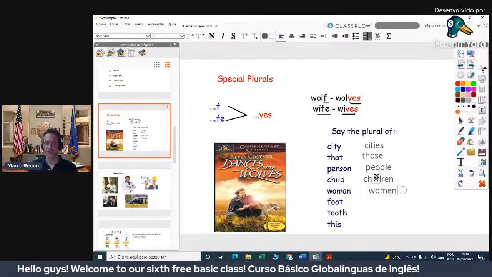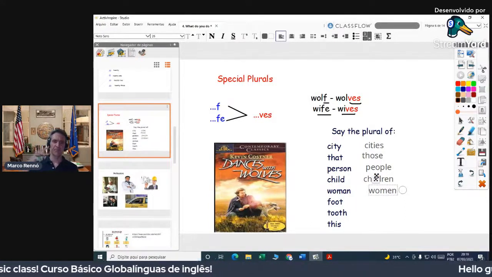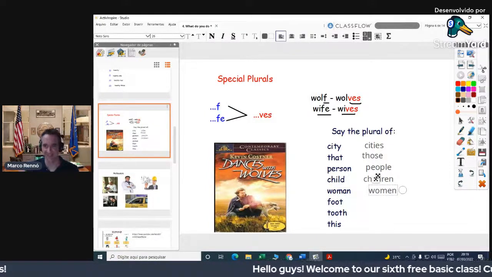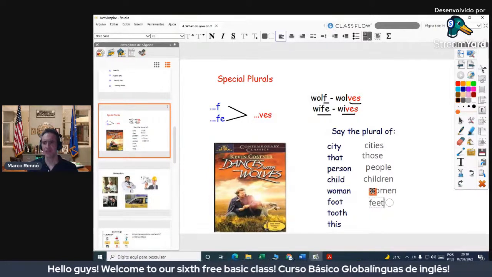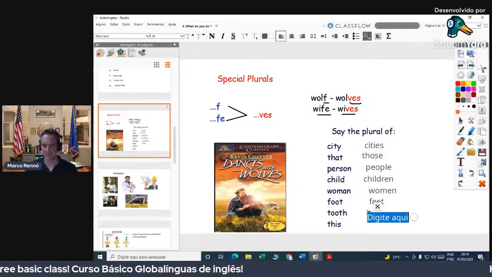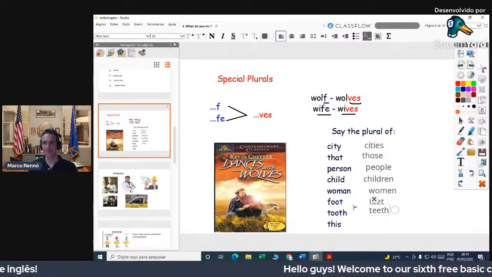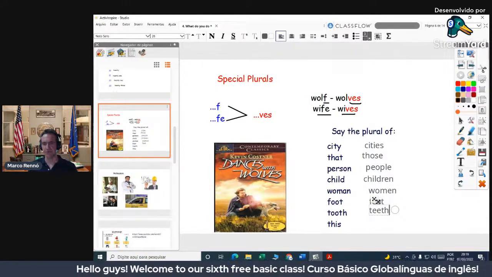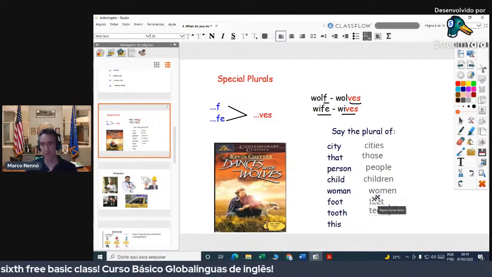Plural of foot. We have 2 feet. People have 4 feet. Right? Foot, feet. Tooth, 1 tooth. Many teeth. So this is necessary to memorize. These are special plurals: foot, feet; tooth, teeth; woman, women; child, children; person, people. Memorize, because these we use very much.